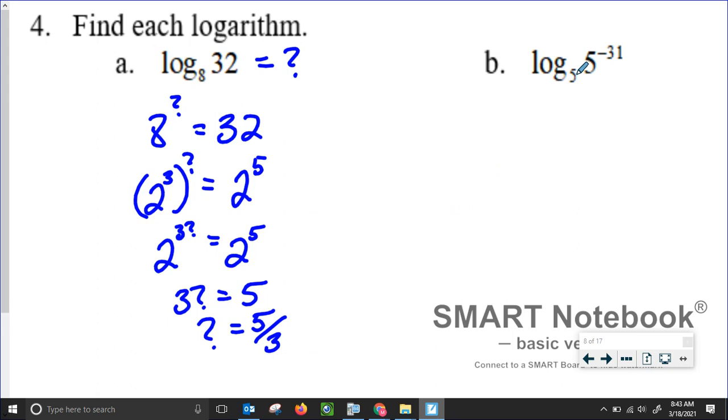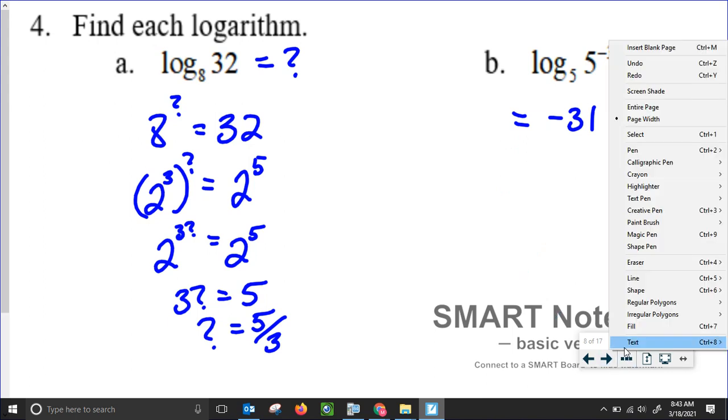Here you could set it to an equal sign and go through changing it to exponential form, and then you'll see that it works out quite nicely. But we have a property that says if you have log base b of b to the x power, that just equals x. So this literally just equals -31. So you are perfectly able to just do that. But if you want to do it the long way, let's set this equal to x.